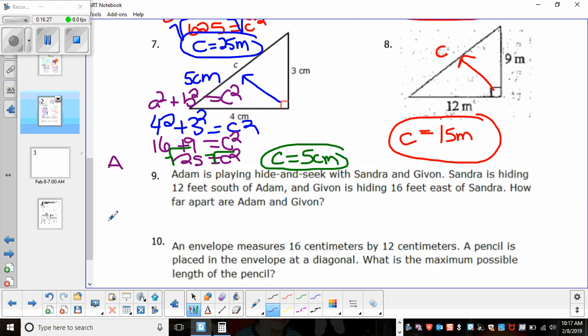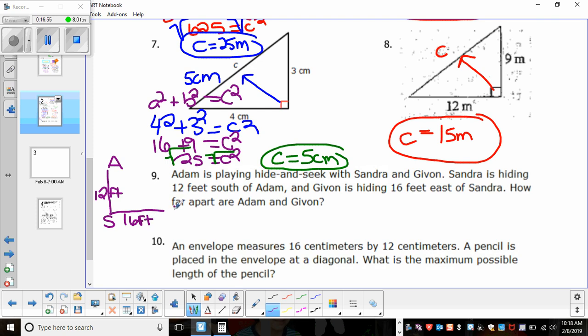and S for Sandra. And it says that Sandra is hiding 12 feet south of Adam. So if Adam's right here, Sandra is 12 feet below him. She's right here. South is downward, so 12 feet. And then it says Javon is hiding 16 feet east of Sandra. So if Sandra's right here, Javon is 16 feet east of her.